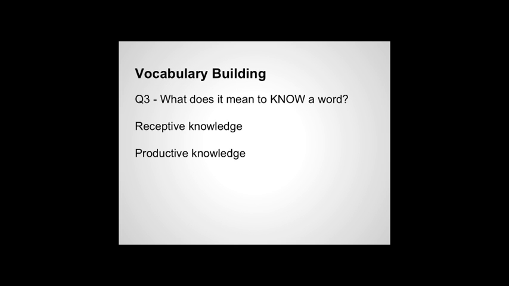Question 3. What does it mean to know a word? To know something means you have knowledge of it. There are 2 types of knowledge: receptive and productive. Receptive knowledge is when I say the word to you and you know what it means. You receive the word. Productive knowledge is when you have to give me the word.